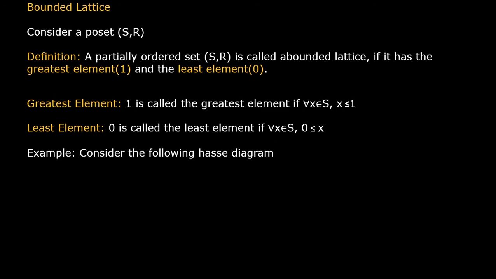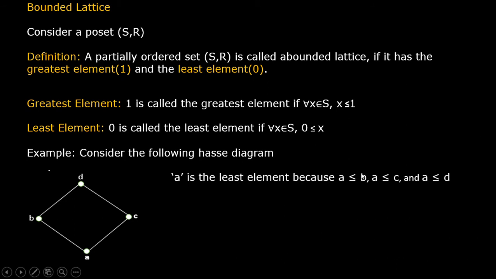Now let us consider a Hasse diagram. Here our task is to find if the given Hasse diagram is a lattice or not. For this, we have to see if this Hasse diagram has a greatest and least element or not. So we have to find out whether this Hasse diagram is a bounded lattice or not, and we will see this by checking if it has a greatest and a least element or not.